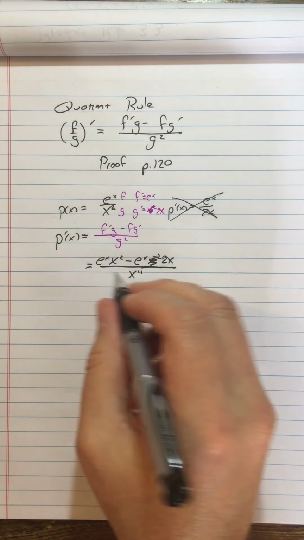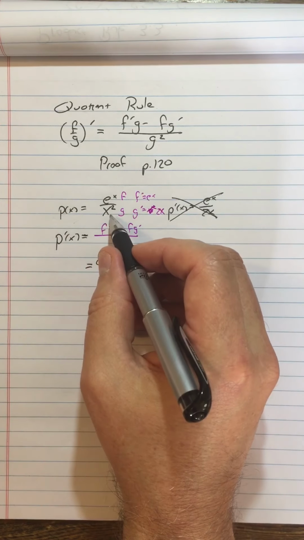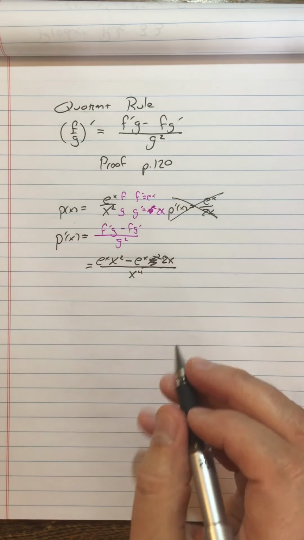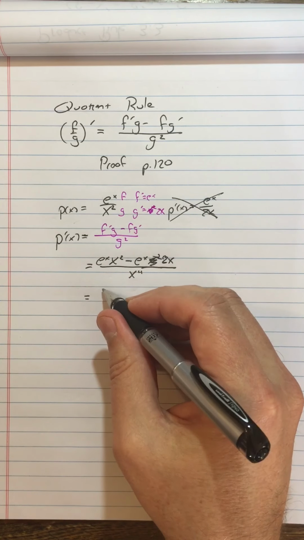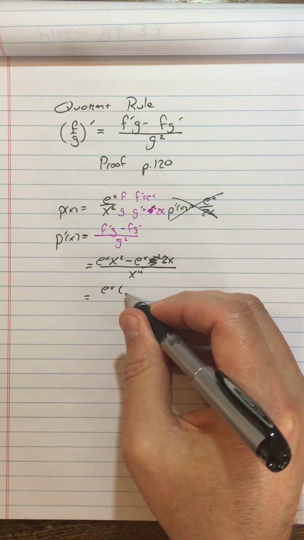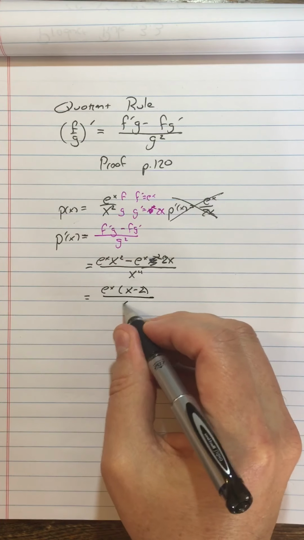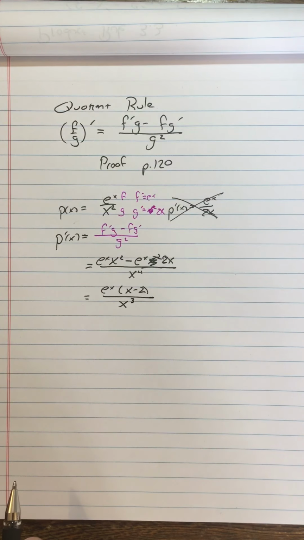And then you can reduce this as long as you know that x is not equal to 0. I know x is not equal to 0 in this function because x equals 0 is not in the domain of this function, because it would make the denominator 0. Therefore, I can reduce out the x. I can factor out the e to the x. So I could have, for example, e to the x times x minus 2 over x cubed. That's the derivative of e to the x over x squared.